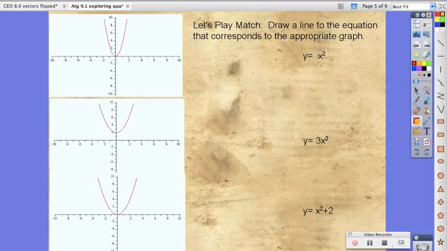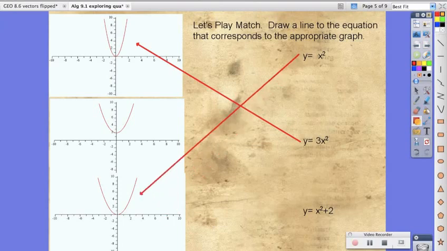When a number gets larger, that means it's going to get more narrow. So if we look at the top graph and the bottom graph, the one that's more narrow would be the top one. Which means that y equals x squared must be the bottom one because it's a little bit wider, and y equals x squared plus 2 must be the middle because it's shifted up by 2.